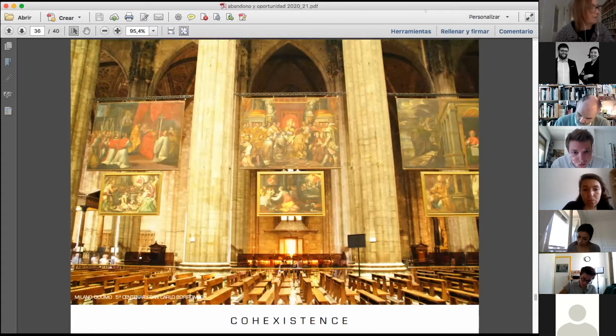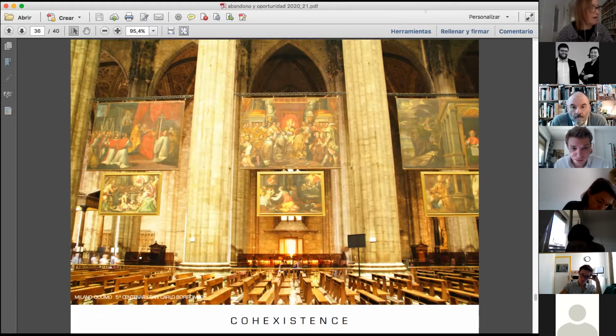Coexistence. There are large historical buildings whose volume allows the simultaneous coexistence of uses. They are architectures with large spans and very high ceilings that very decently support several functions at the same time. A paradigmatic case is that of the Milan Cathedral.